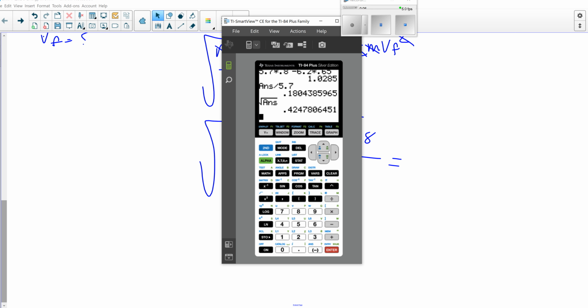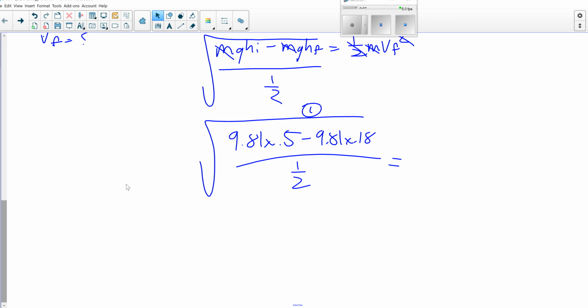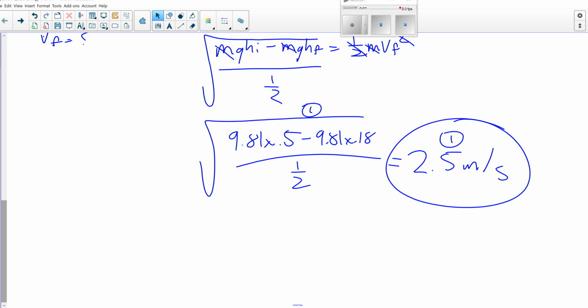All right, so we got 9.81 times 0.5 minus 9.81 times 0.18 divided by 0.5, square rooted. The speed at that point will be 2.5 meters per second. 5th and final mark there.